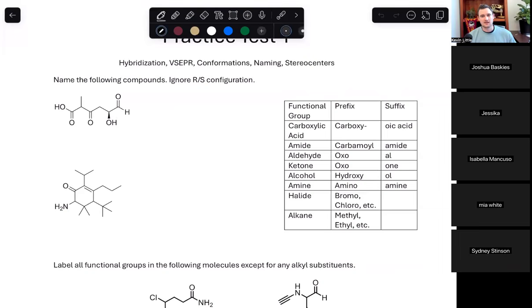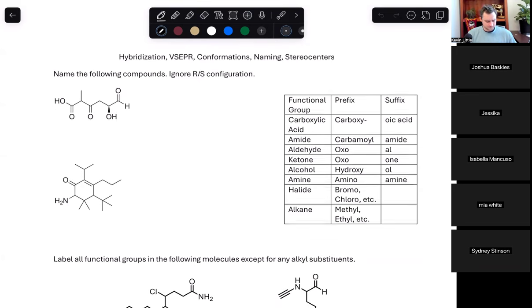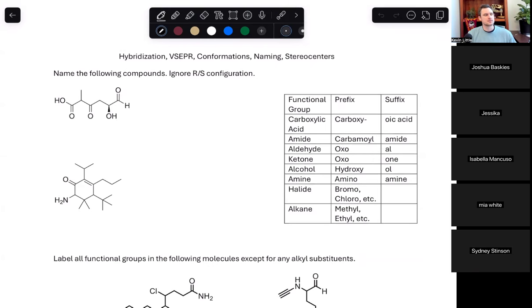Welcome. This is Organic 1 Practice Test 1. This is where we go through all of the physical properties of organic molecules. So we're going to talk about some big ideas like naming, functional groups, different kinds of projections, trying to see organic molecules not just as drawings on pieces of paper, but as real tangible objects. So let's start with naming.